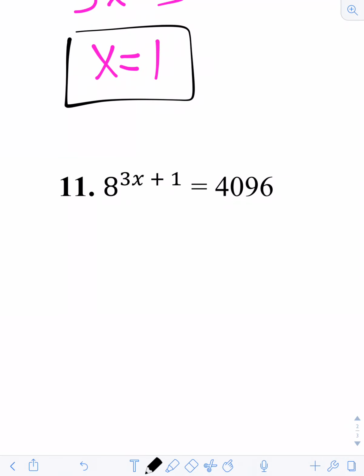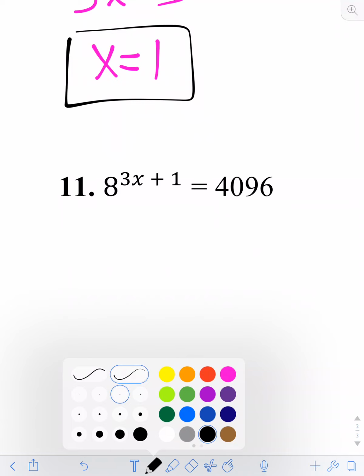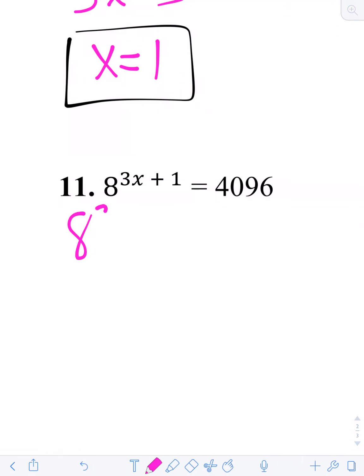All right, number 11. So for number 11, we have 8 to the power of 3x plus 1 is equal to... So for this, I need it to be 8 to the power of something. Keep typing in your calculator. You want to get 4,096, and you'll notice it's 8 to the 4th power.